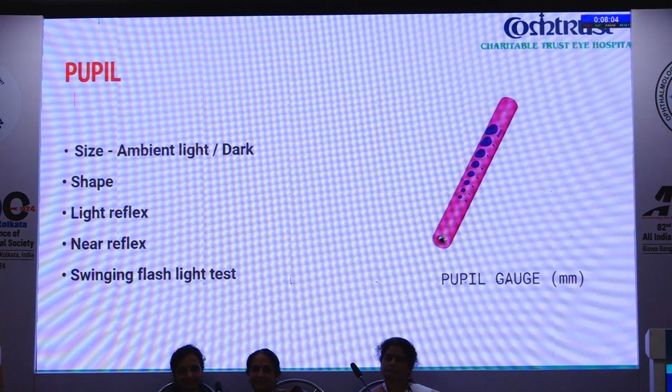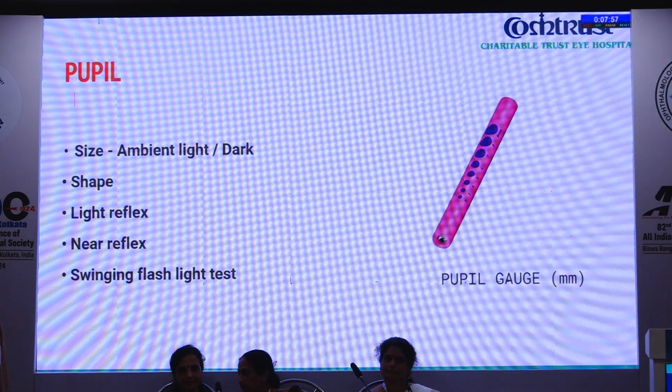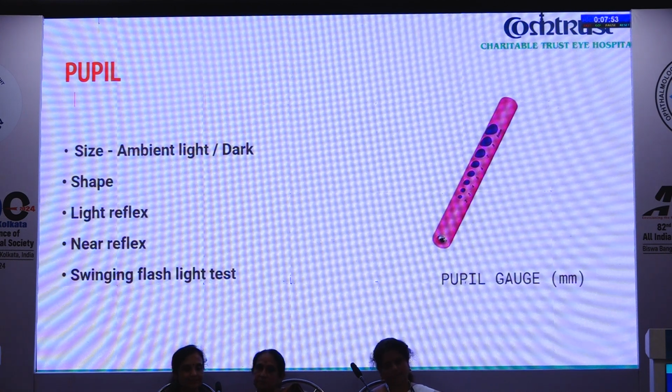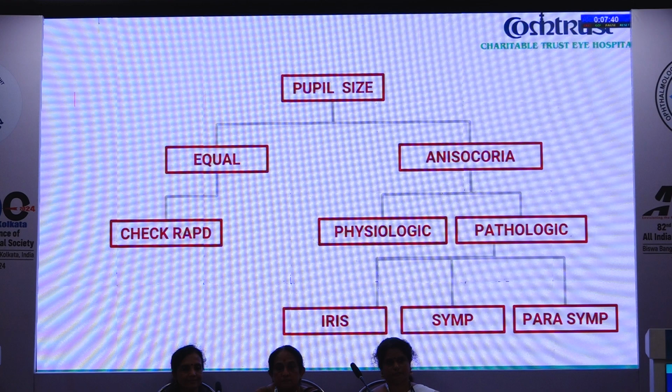So a pupil examination, we can use a pupil gauge to measure. We need to check the size of the pupil in ambient light and in dark. We need to check the size of the pupil after about 20 minutes of sitting in a dark room, called the dark adaptation time, and then in a well lit room. Check the light reflex, the near reflex, and the swinging flashlight test is a must.